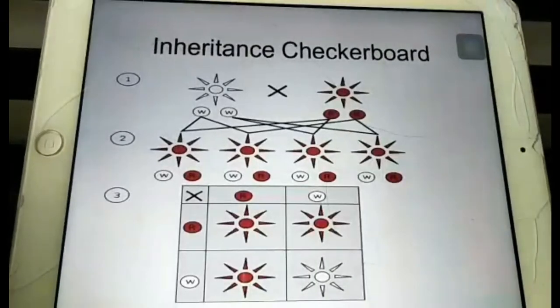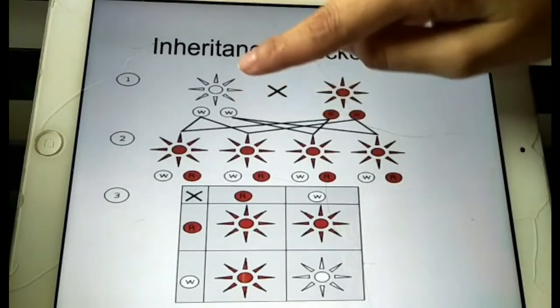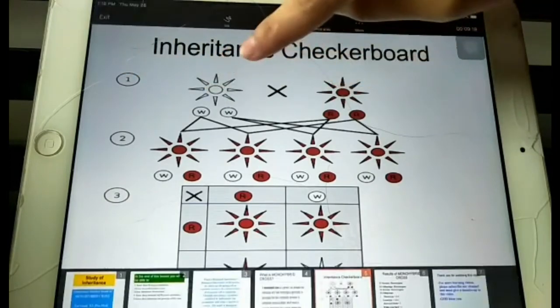Okay, now let's move on to make the inheritance checkerboard. As you can see on your screens, we have taken two contrasting characters here. They have a single characteristic but are completely in contrast with each other. We have taken a white-eyed female bird and a red-eyed male bird. I am repeating, we have taken a white-eyed female bird and a red-eyed male bird, and in the F1 generation we are making a cross between them.